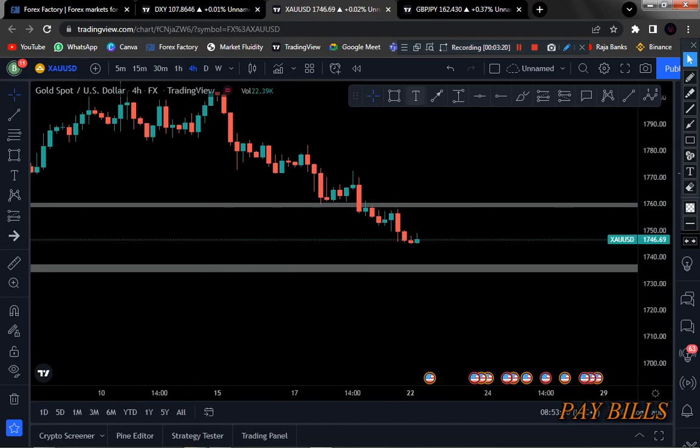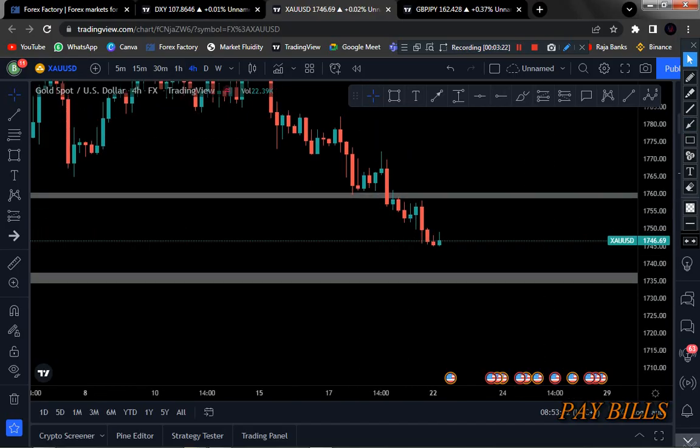Like here we can see that price came down, price bounced, price broke below, price retested, price made a lower low, price made a lower high, lower low, making a lower low, maybe making a lower high, continue down, continue down.